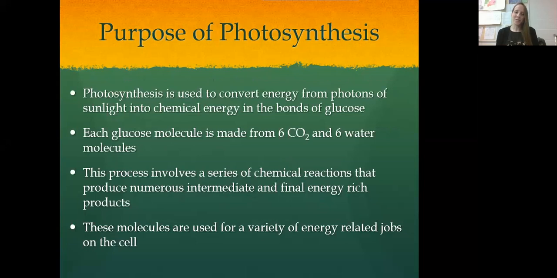So photosynthesis is used to convert energy from photons of sunlight into chemical energy, which is stored in the bonds of glucose. Each glucose molecule is made from 6 carbon dioxide and 6 water molecules, but the process involves a whole series of chemical reactions where numerous intermediate molecules are produced, and then we end up with some energy-rich molecules.